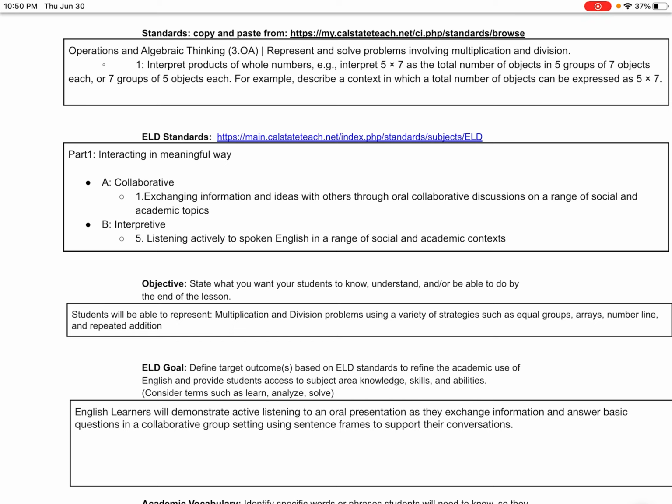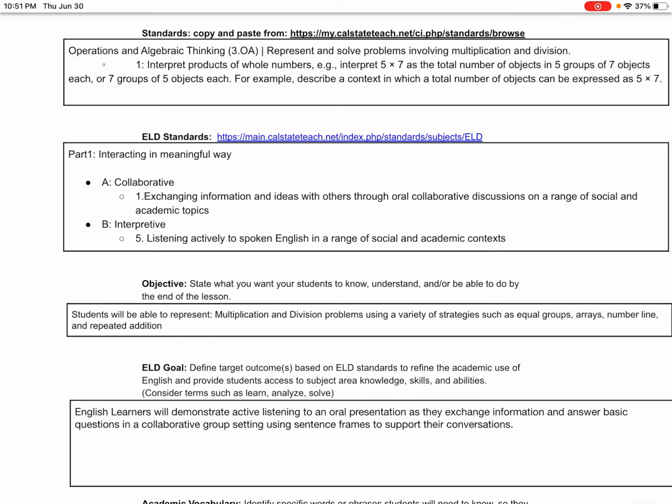Then we continue to the second box. It talks about standards, and that one you just copy and paste it from wherever you got your standards. And mine was operation and algebraic thinking, to represent and solve problems involving multiplication and division. And then if we move on, it's ELD standard. Mine is part 1, interacting in meaningful ways. Section A, collaborative, exchanging information and ideas with others through collaborative discussions on a range of social and academic topics. And then part B was interpretive, listening actively to spoken English in a range of social and academic contexts.